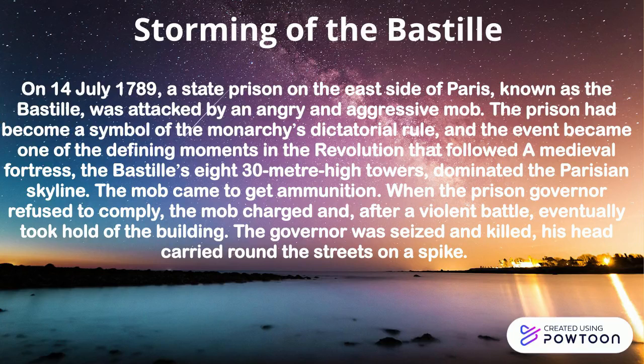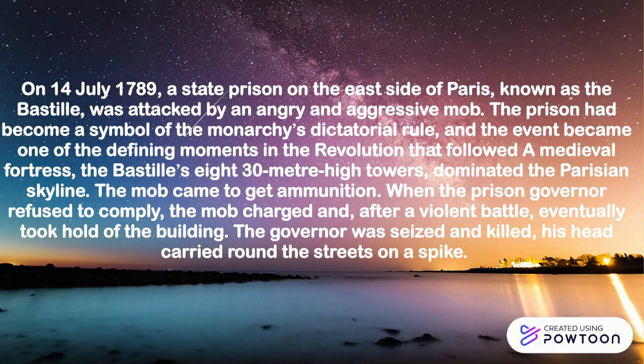A medieval fortress, the Bastille's 8 30-meter-high towers dominated the Parisian skyline. The mob came to get ammunition. When the prison governor refused to listen, the mob charged and after a violent battle eventually took control of the building. The governor was seized and killed, and his head was carried around the streets on a spike.